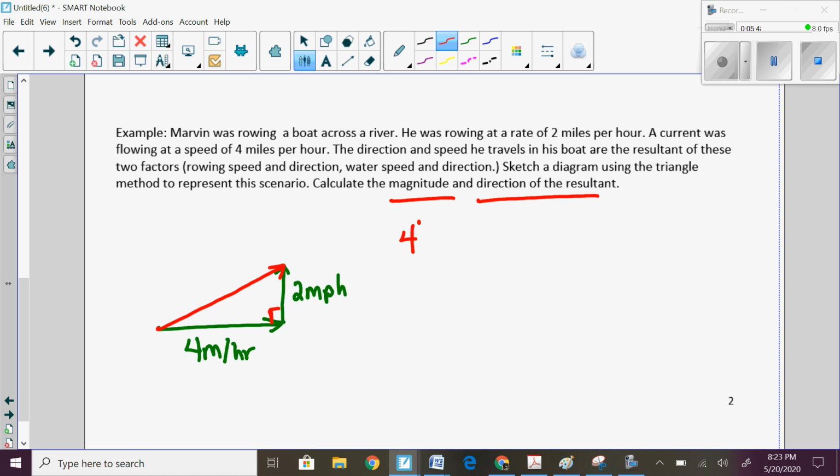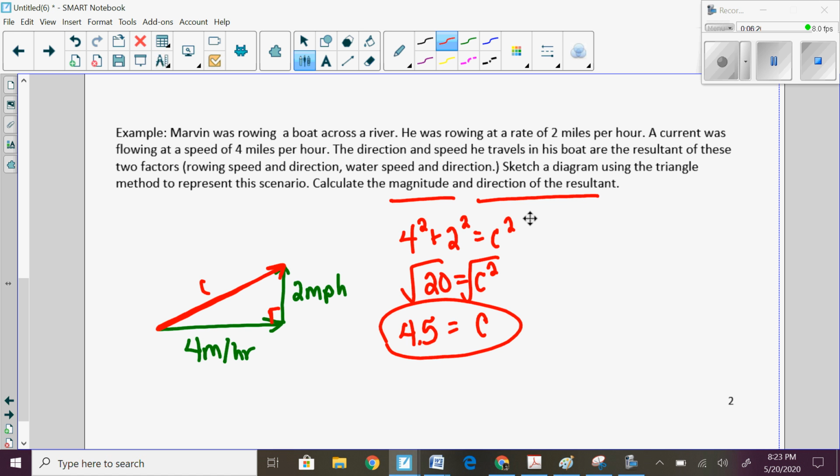Okay, so 4 squared plus 2 squared equals c squared. Okay, this is our c value right here. 16, 4, that's 20, equals c squared. And of course, we can take the square root of each side. And I do believe we get 4.4 something. Okay, so that's really the magnitude that Marvin will travel.